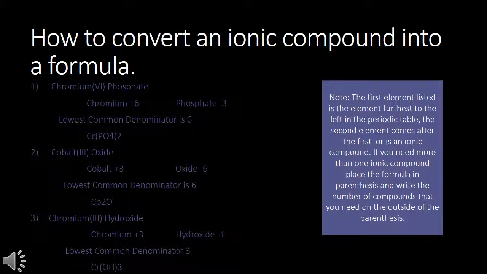Chromium 3 hydroxide. Chromium has positive 3, hydroxide -1. The lowest common denominator is 3. So you shall use 1 chromium and 3 hydroxide, placing the hydroxide formula within parentheses and placing the 3 on the outside.